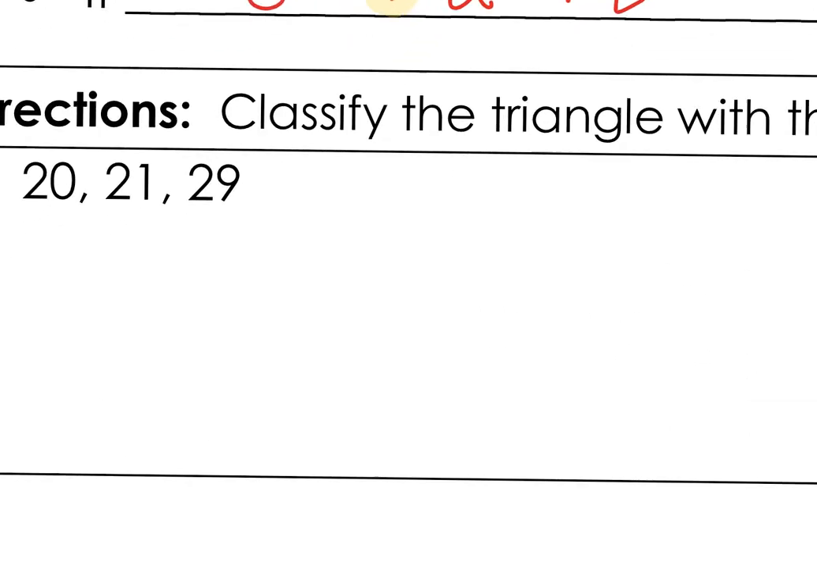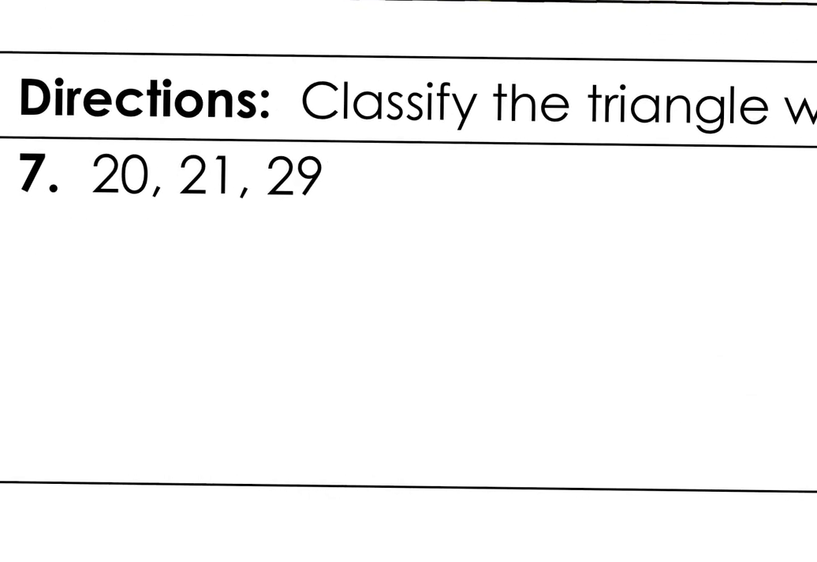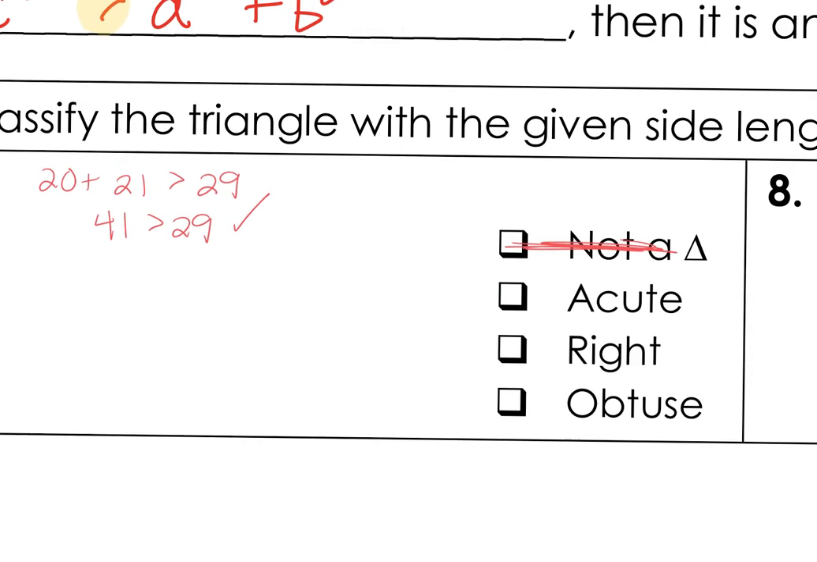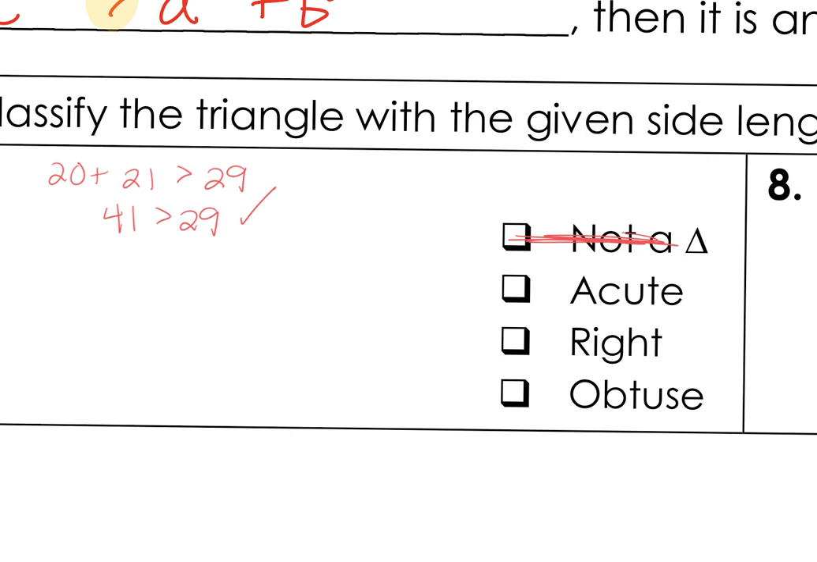Okay, class, I'm going to begin by just figuring out, could these three sides make a triangle? Let me add my two smaller sides. 20 plus 21 is 41. 41 is bigger than 29. So what that lets me know is that, yeah, that's a triangle. I'm going to be able to eliminate this answer choice, not a triangle. That could make up a triangle. So now my job is I've got to figure out which one it is. I'm going to classify it.